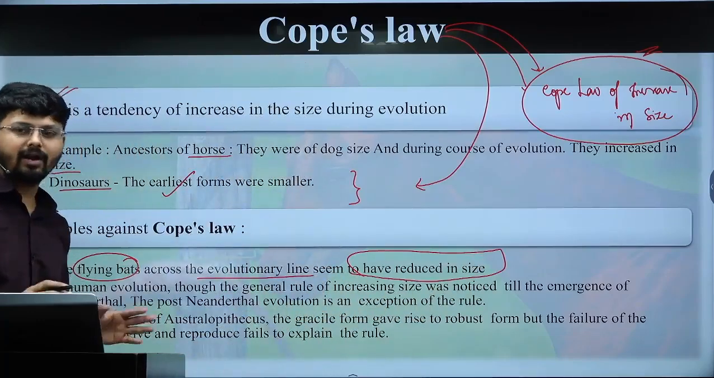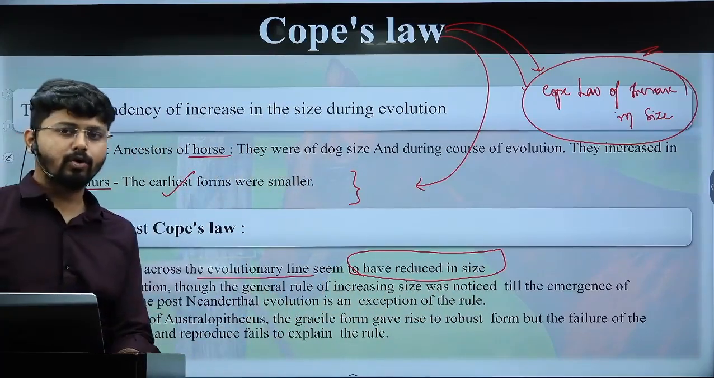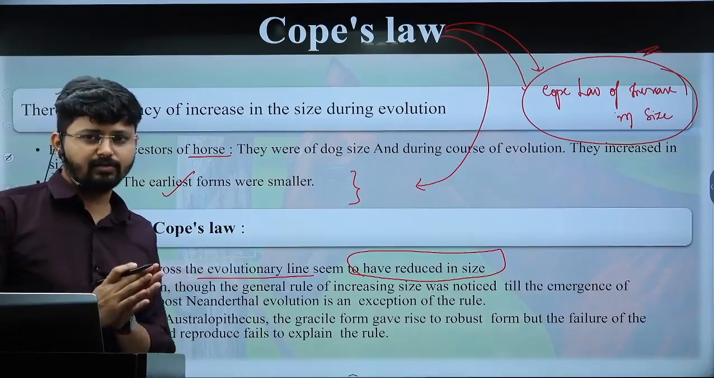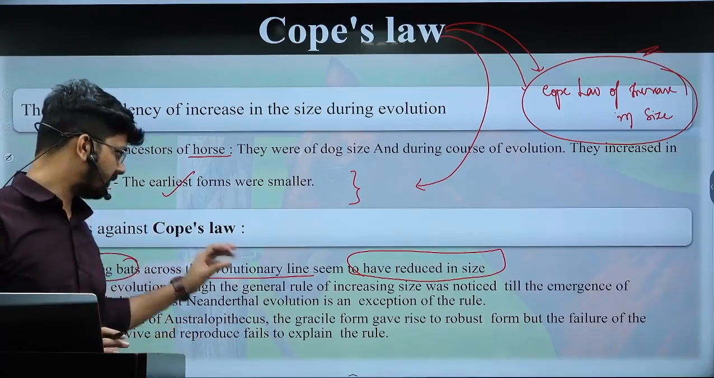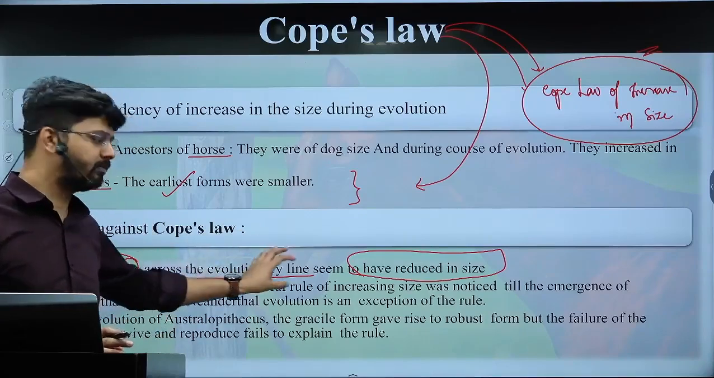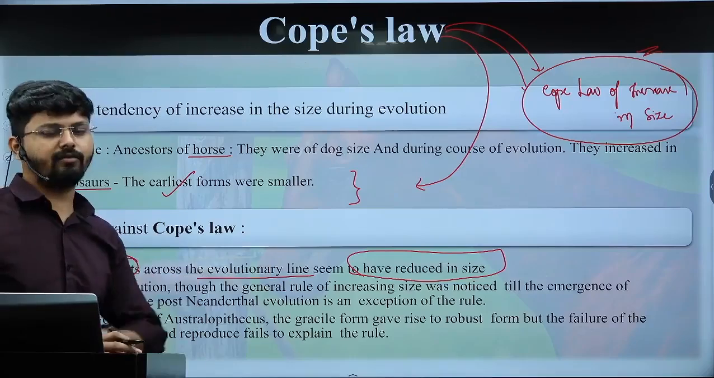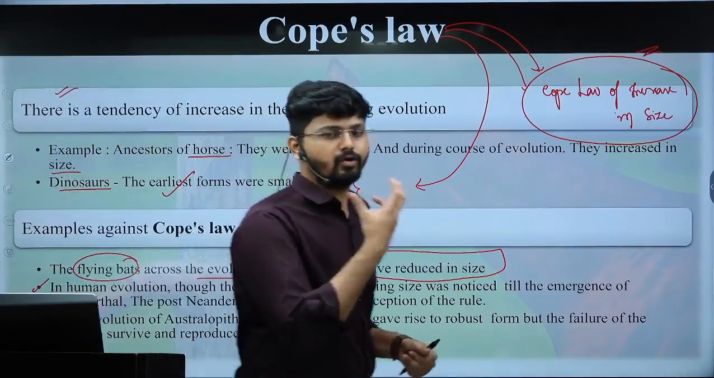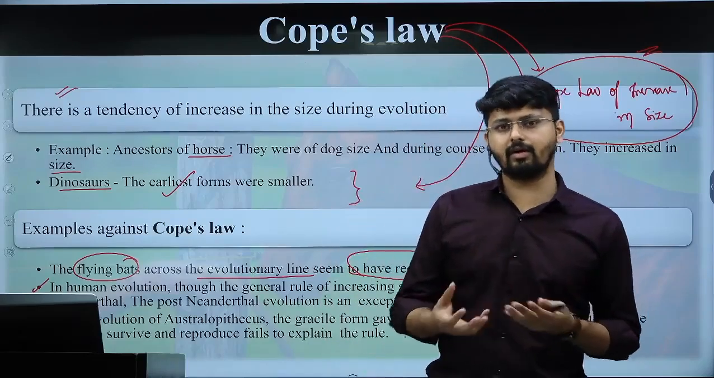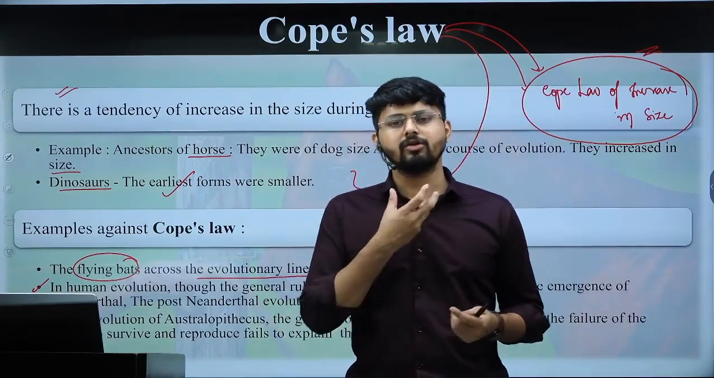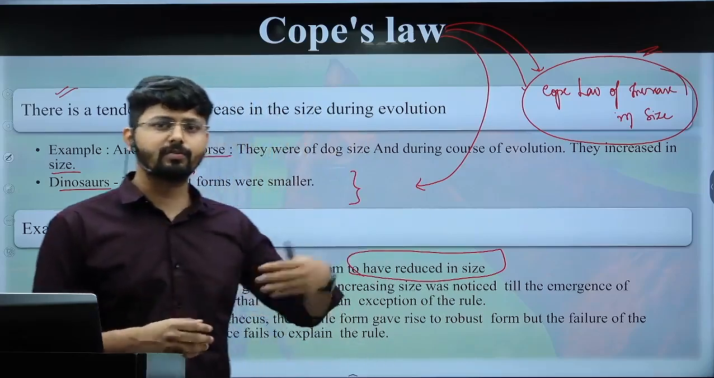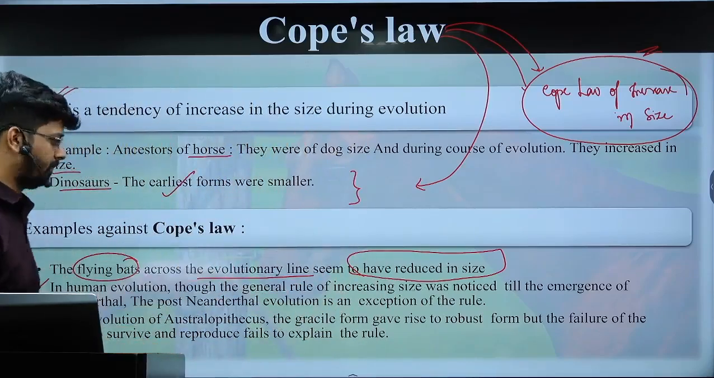Okay, so the bat has reduced in size because, since it has to fly, there is a limit on the size it can grow to. For that reason, it has been observed that during its evolutionary line it has reduced in size. Even in human evolution, as we have just discussed, because of soft food and the invention of fire, there is a decrease in jaw size and, at the same time, a decrease in the teeth. So it's not always progressive, as discussed by Cope.